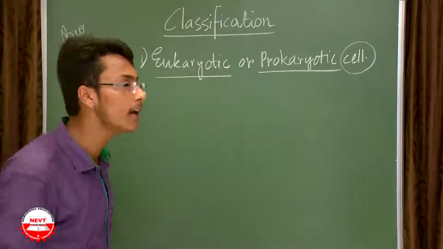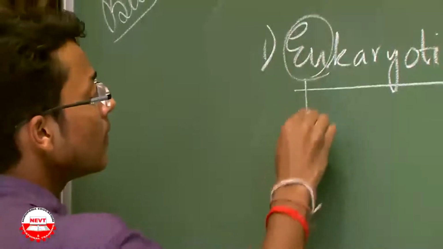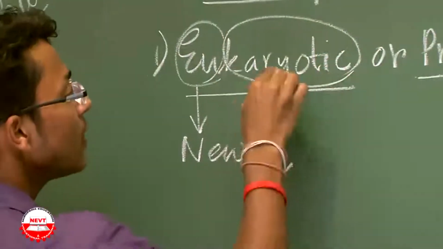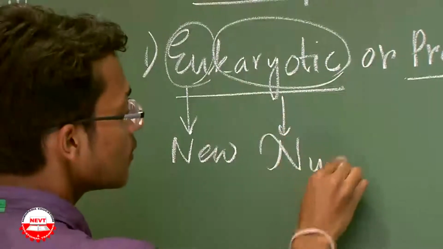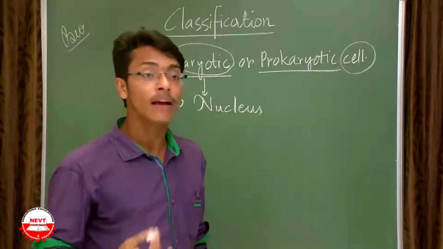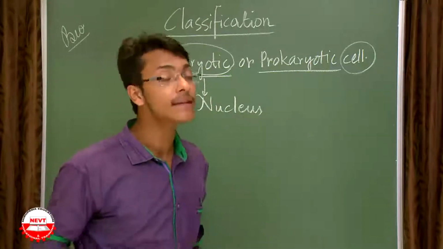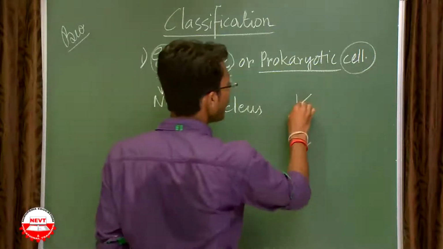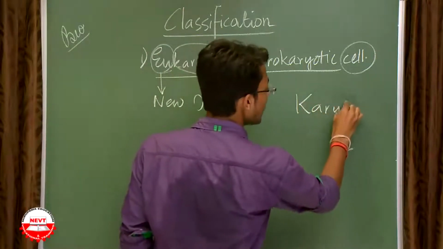Now, in biology, whenever you are going to learn something, remember you need to break the terms for understanding. Eu means new and karyotic means nucleus. Now, you may ask me, why nucleus, karyon? Because the study of the nucleus is called karyology.